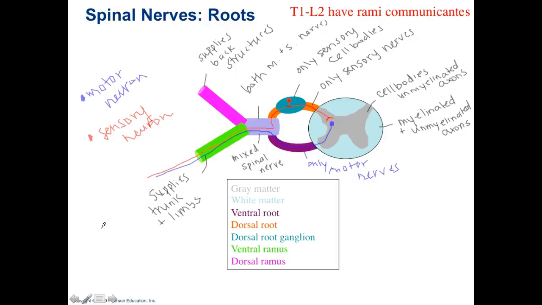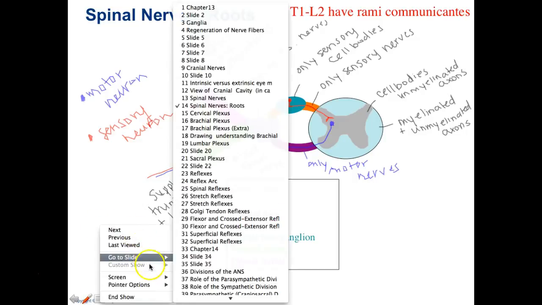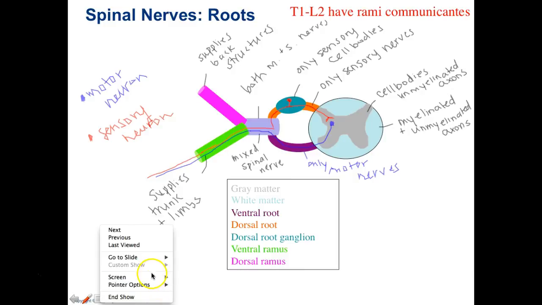Okay, so let's do one more example, and I don't know that it's going to let me erase only my nerves. Let's see here.